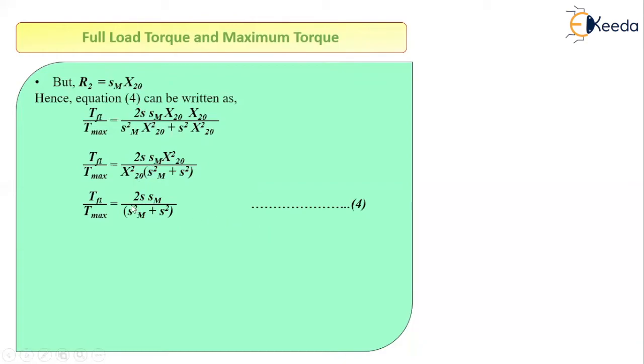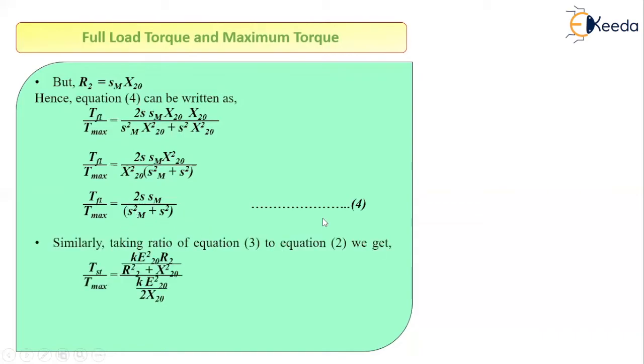Equation number 4. So the relation between full load torque and maximum torque is TFL divided by Tmax is equal to 2S Sm divided by Sm square plus S square. Similarly, let us have the relationship between starting torque to maximum torque. So here we are going to take the ratio of equation 3, which we have derived for the starting torque, to equation 2, which is nothing but maximum torque.